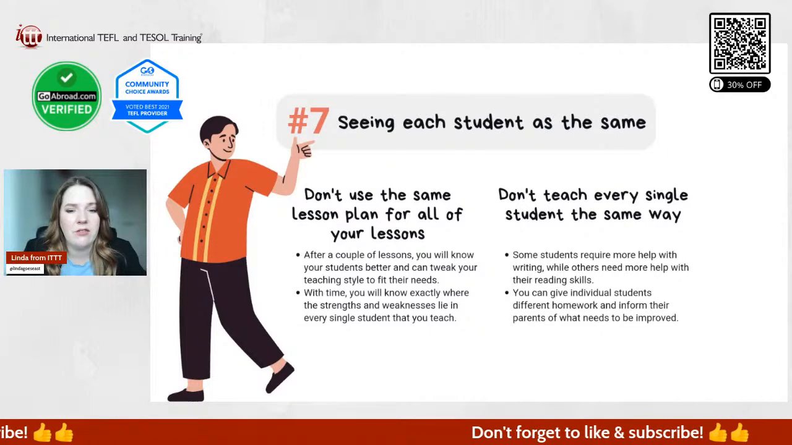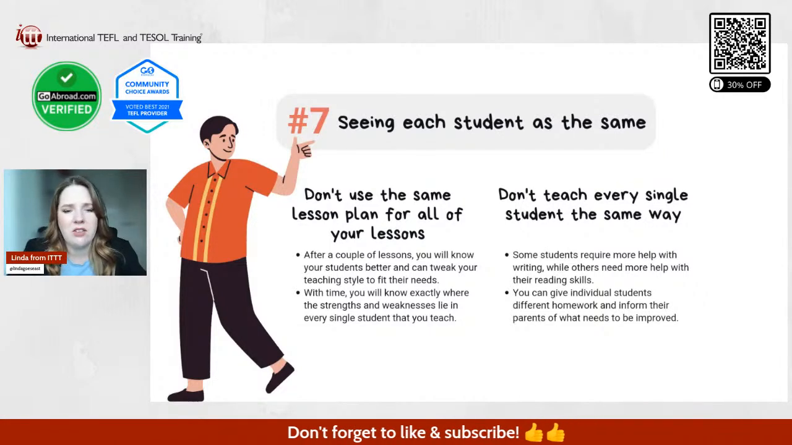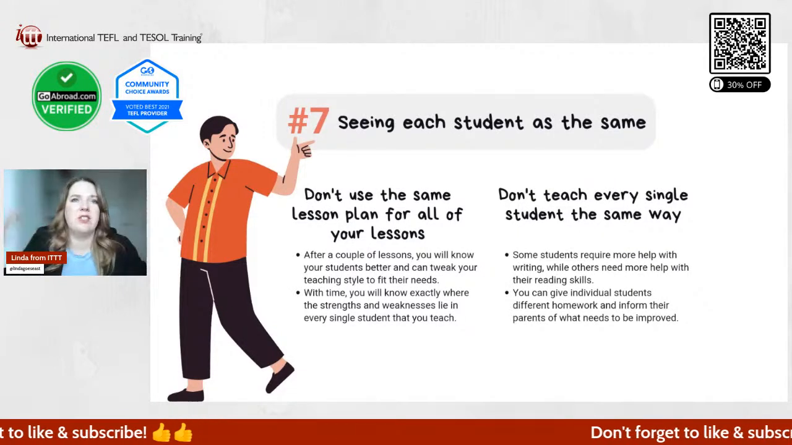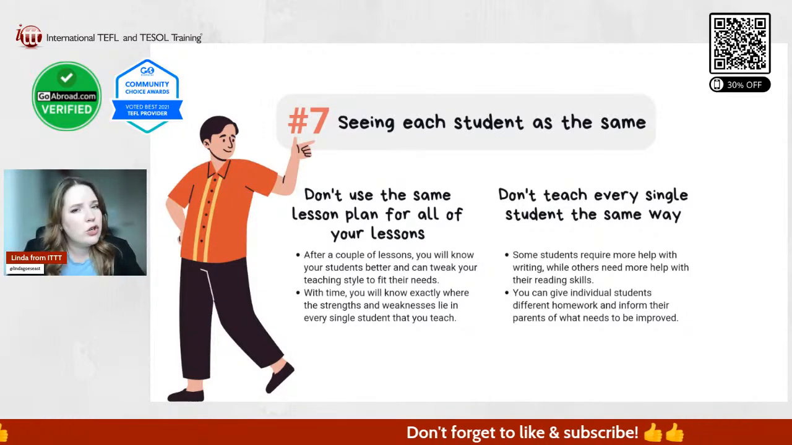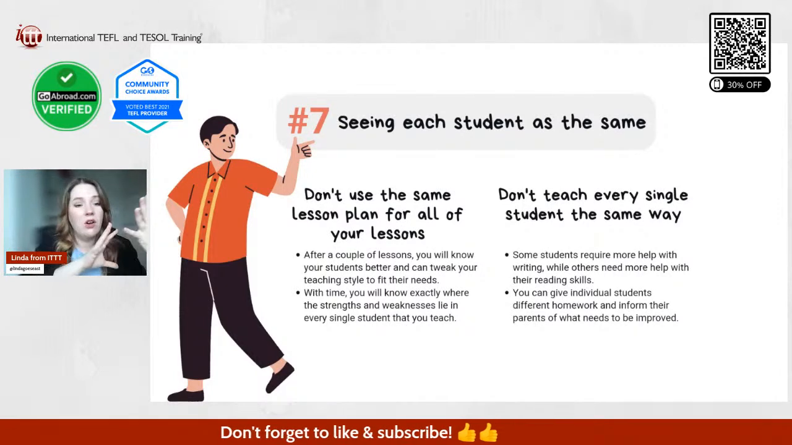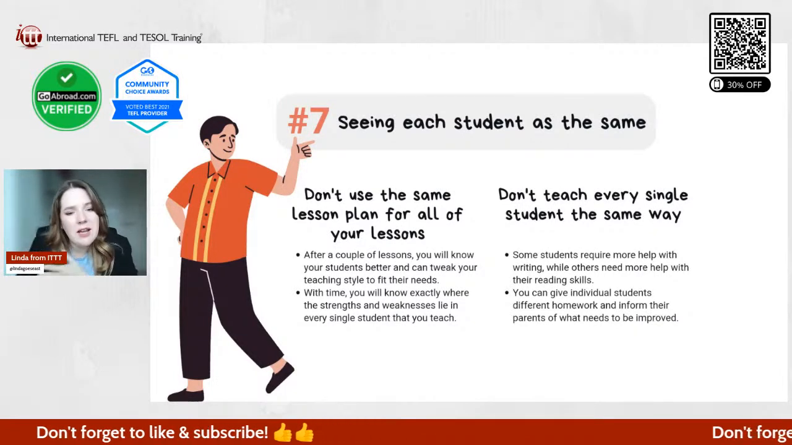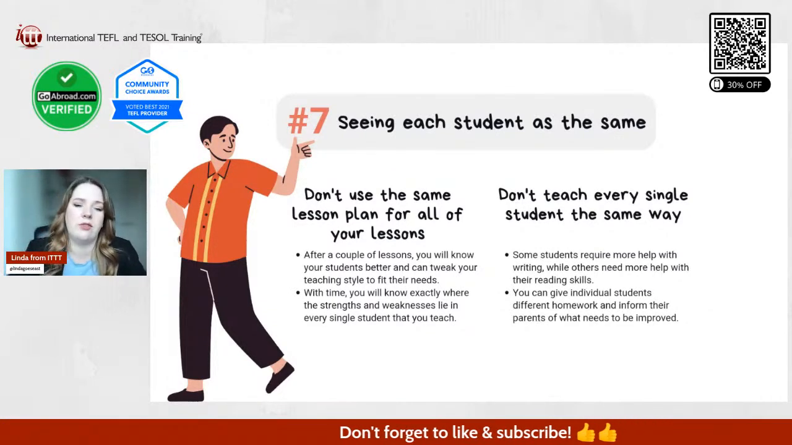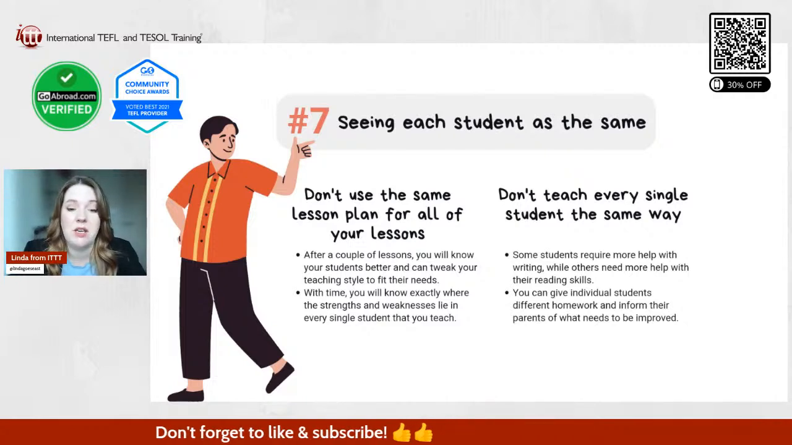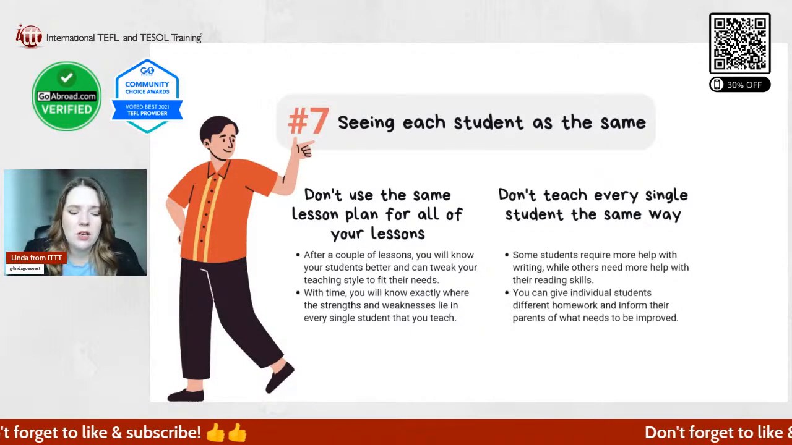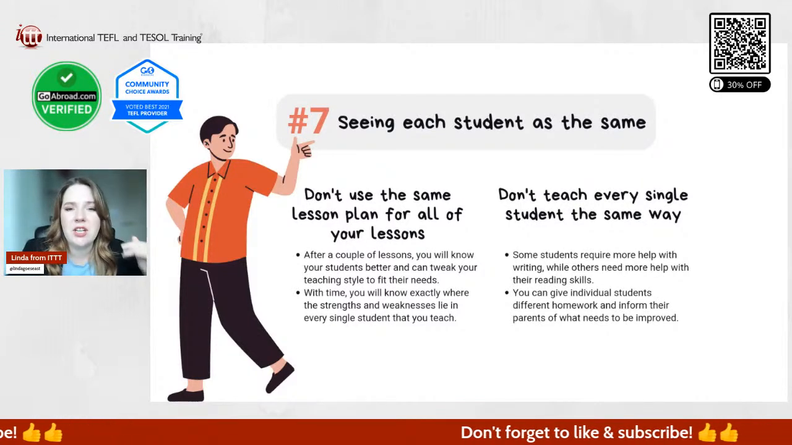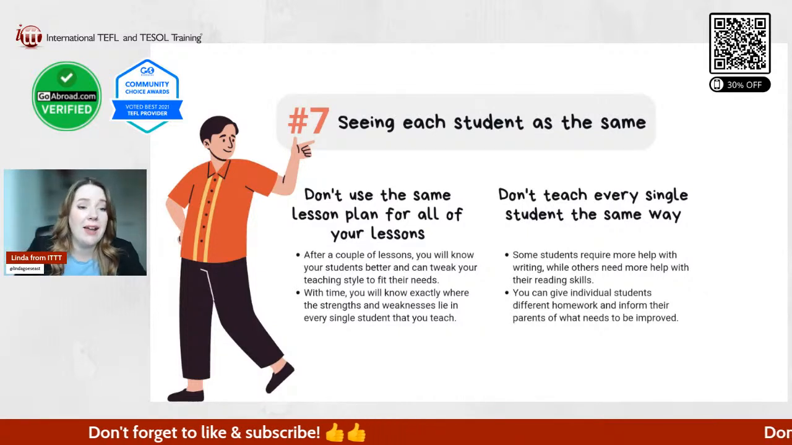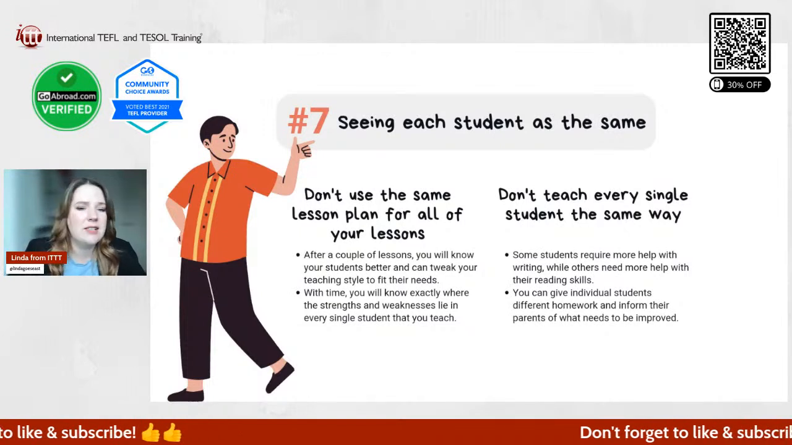Some students require, for example, more help with writing, while others need more help with their reading skills. So what you can do in the classroom is split them up into different groups. This would be the group that focuses more on reading. This is the group that focuses more on writing. You can also give individual students different homework, for example, and inform their parents of what needs to be improved. So you can tell the parents, oh, Lisa, she needs more help with reading, or Anna, she needs to work more on her writing, so I gave her special writing homework. Things like that, okay?